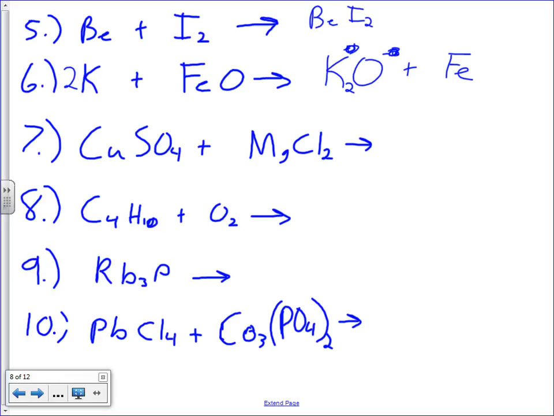How many people have done 7? Let's have a look at 7, and then I'll give you some more time to get ahead of me again. All right, copper 2 sulfate, an ionic compound, reacting with magnesium chloride, an ionic compound. What kind of reaction? Double replacement. In a double replacement, I swap the metals. So copper is going to end up with chlorine. Magnesium is going to end up with sulfate.